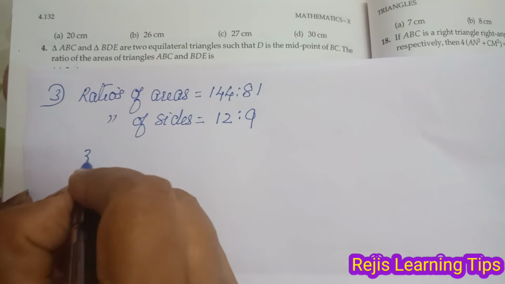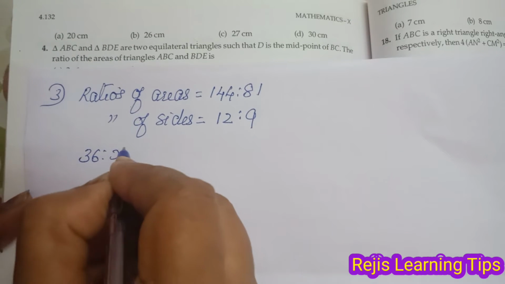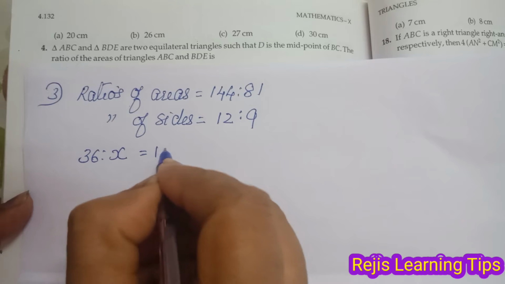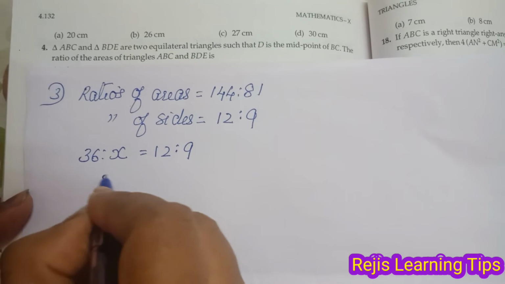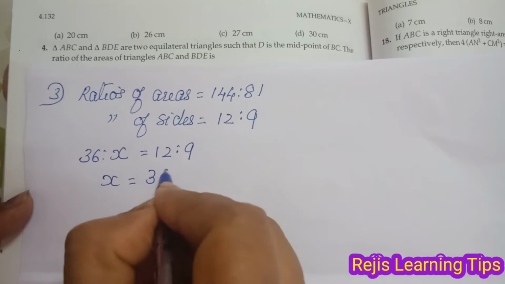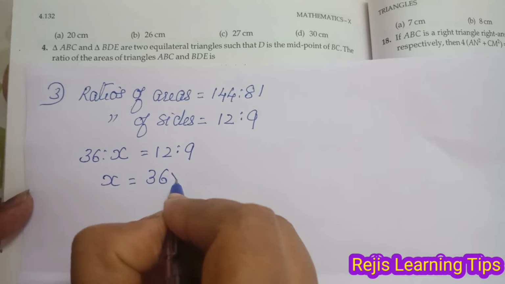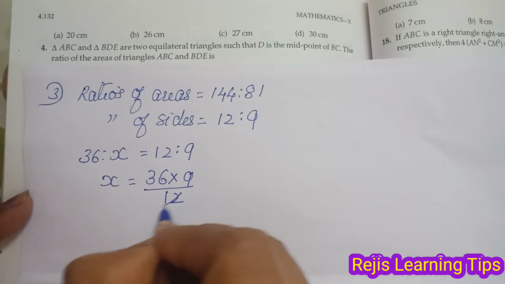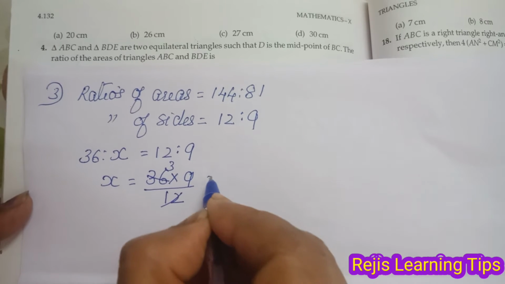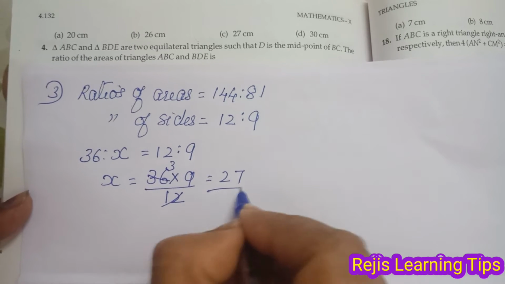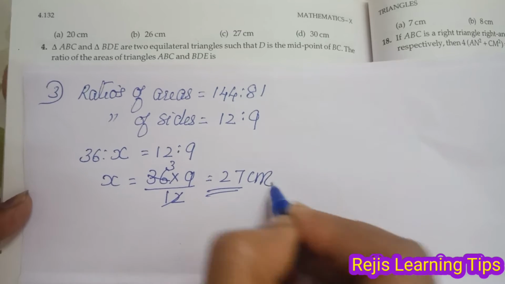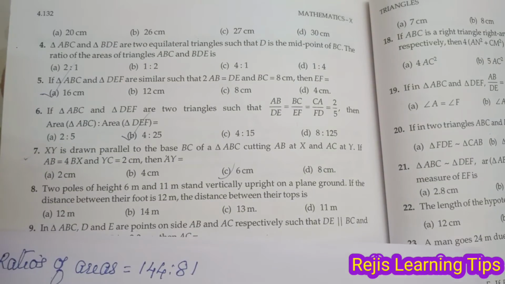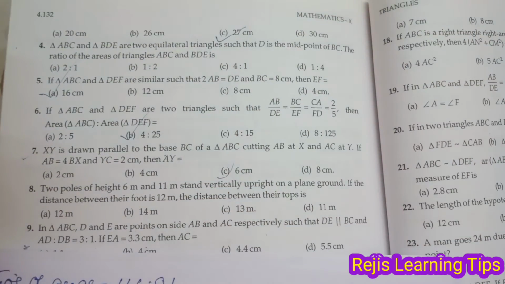Okay. Then let the longest side be x. Then 36:x is equal to 12:9. Therefore, x is equal to 36 into 9 divided by 12. That is equal to 3 into 9, that is 27 centimeter. So, our option is C, 27 centimeter.